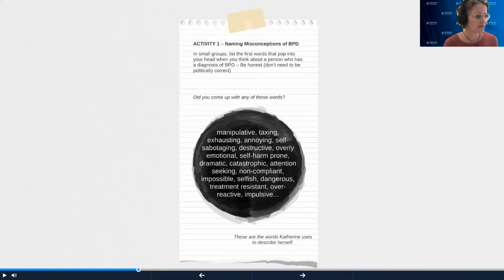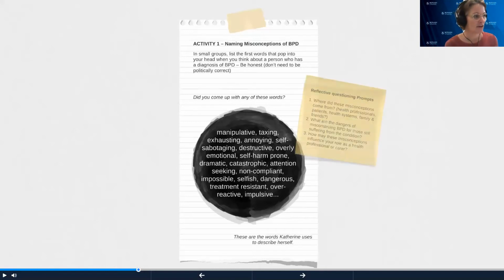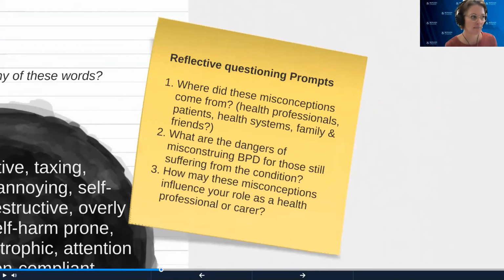But what we learned from Kate is that these words are words that Catherine uses to describe herself. And we talk a lot about self-stigma and the impact that it has on her when she goes to seek help, knowing that people hold these assumptions. And we get the learners to think, well, where did these misconceptions come from? Did you know a neighbour when you were a child growing up? Or did they come from health systems? Those types of things. And then what are the dangers of misconstruing BPD for those who are still suffering from the condition? And then getting them to reflect how these misconceptions can influence our role as a health professional, sometimes unconsciously. So just raising that and getting them to discuss those issues was an important part of this resource for Kate.